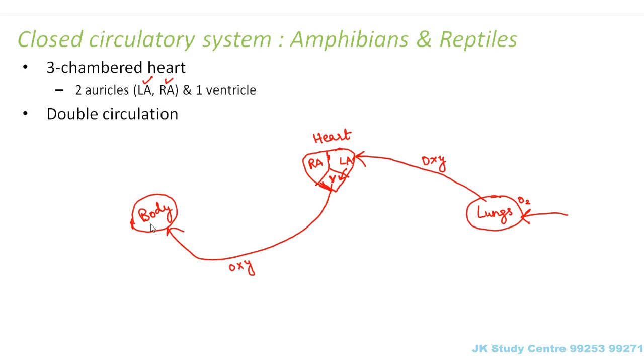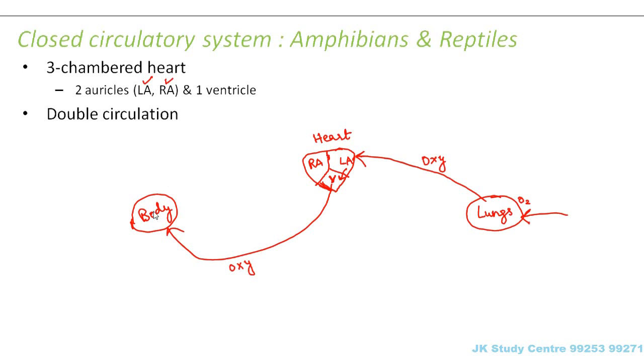But in case of fishes, we saw that the oxygenated blood directly came from gills and it directly went to different body parts. But here it will come via heart. Now in the body, it will reach each and every cell. So once oxygen reaches each and every cell, cellular respiration will take place.